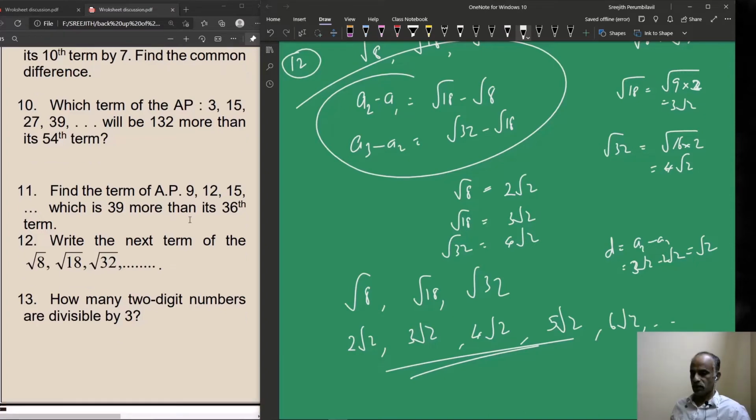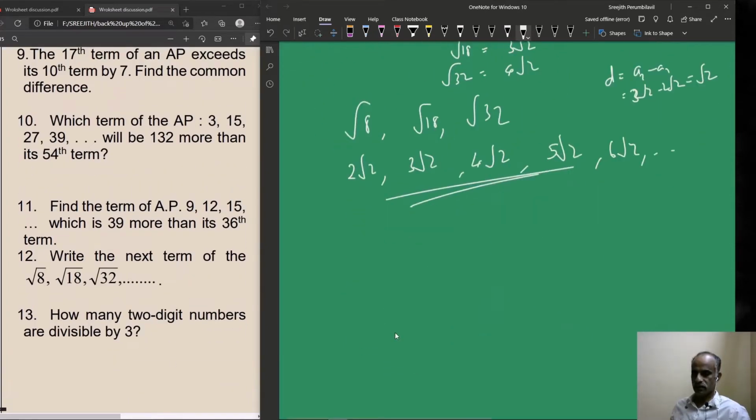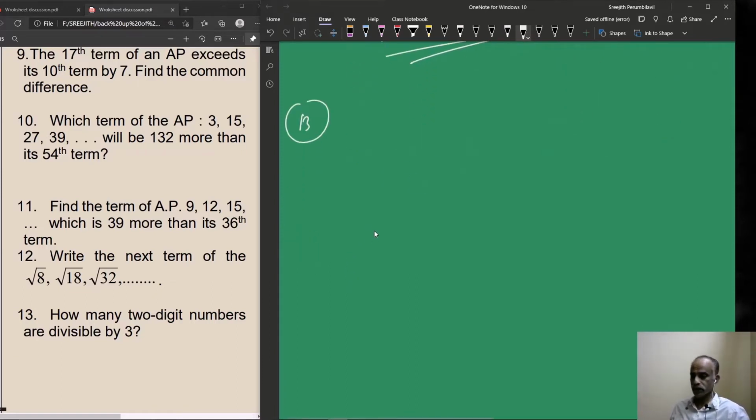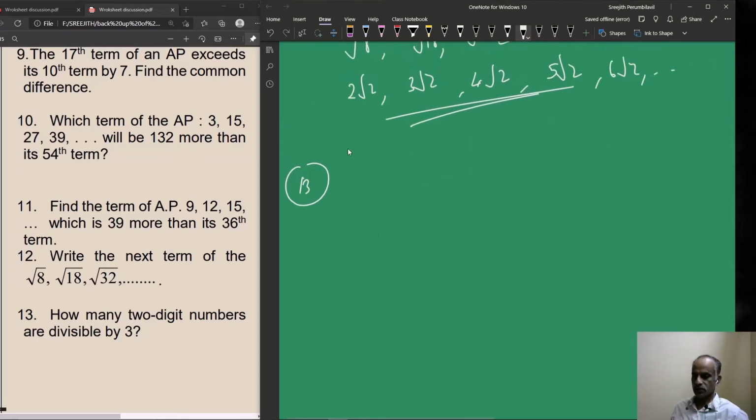Now, question number 13. How many 3-digit numbers are divisible by 3? It's a straight question, but it takes some time to explain and to do it. How many 2-digit numbers are divisible by 3? Which are the 2-digit numbers?